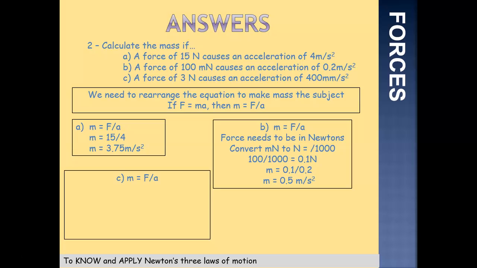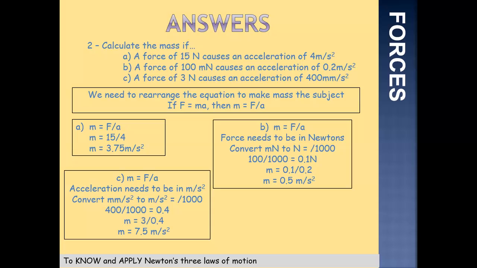So mass equals force divided by acceleration, but again acceleration needs to be in meters per second squared. Convert millimeters per second squared to meters per second squared by dividing by 1,000. 400 divided by 1,000 is 0.4. 3 divided by 0.4 gives us 7.5 kilograms.